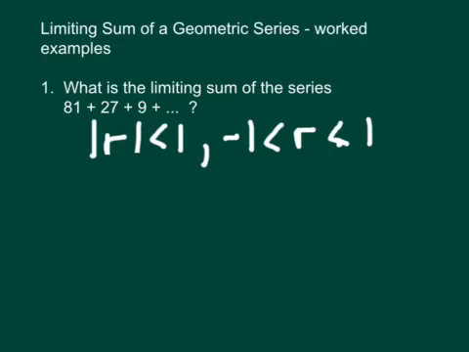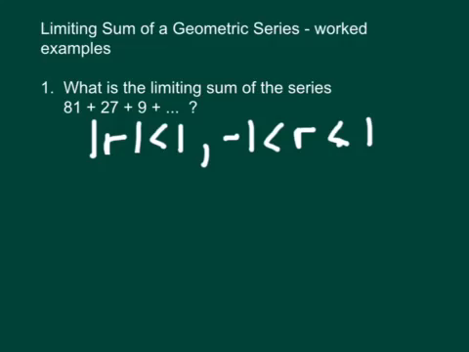Alright, so this one you might want to press pause and read the question, and I'll start work on it very soon. So what's the limiting sum of the series 81 plus 27 plus 9 plus, and it goes on forever and ever. When we find the limiting sum of the series, we're finding what the series sum is tending to without actually ever reaching.